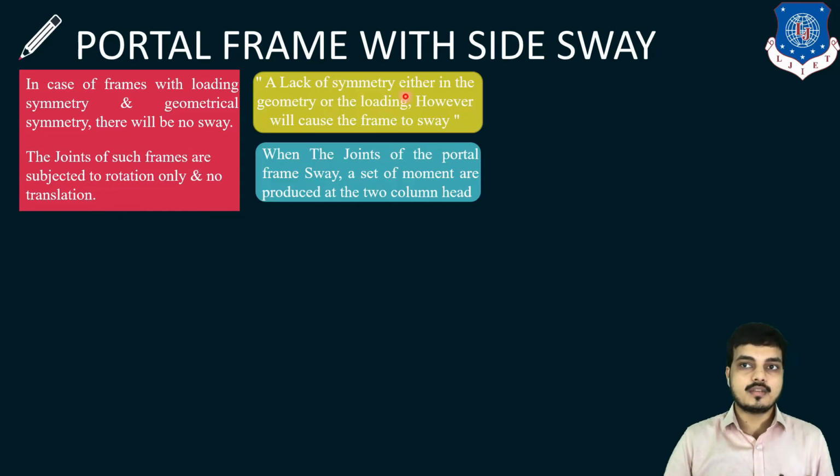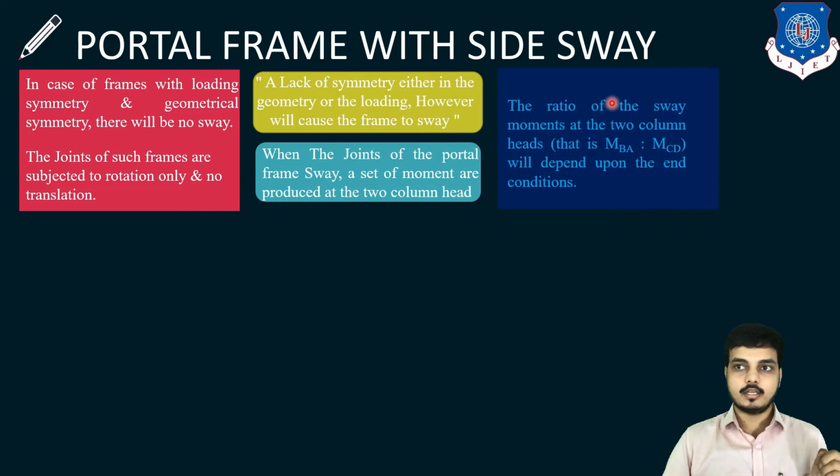But if there is a lack of symmetry either in geometry or in loading, meaning there is eccentric loading or an unsymmetric structure, for example one column has a length of 5 meters and another column has a length of 3 meters, so unsymmetrical geometry, then sway will occur in that frame. So when the joint of the portal frame has sway, a set of moments is likely to be produced at the two column heads. That means if there is a sway in the frame, some moment will occur at the joint at the column head.